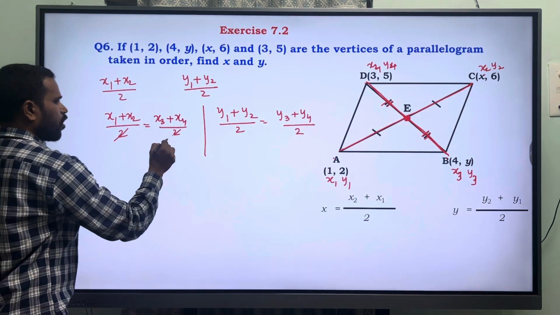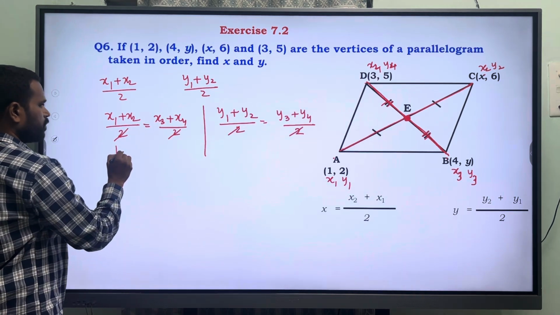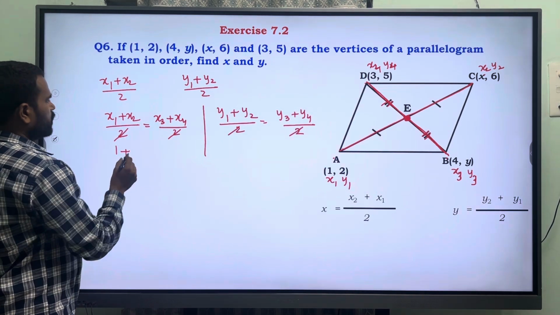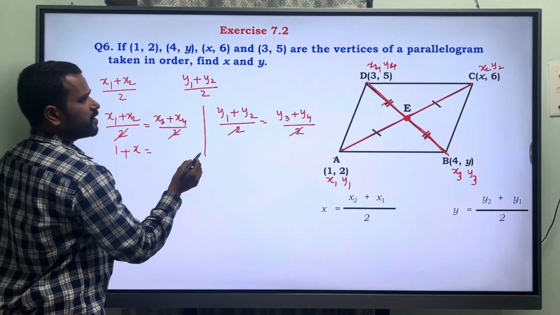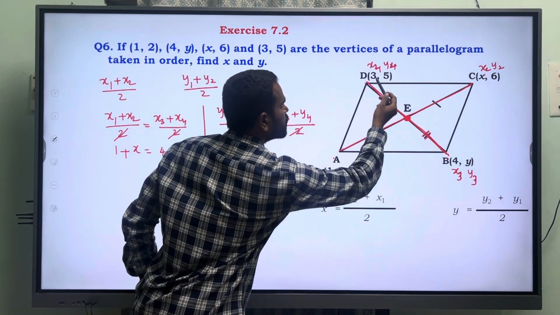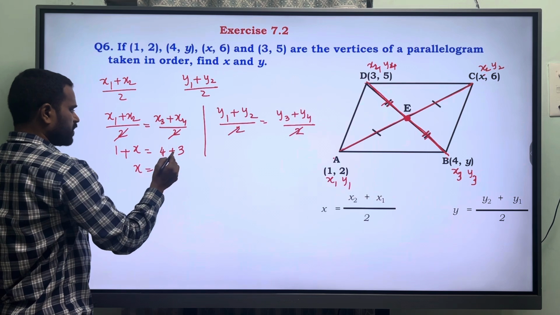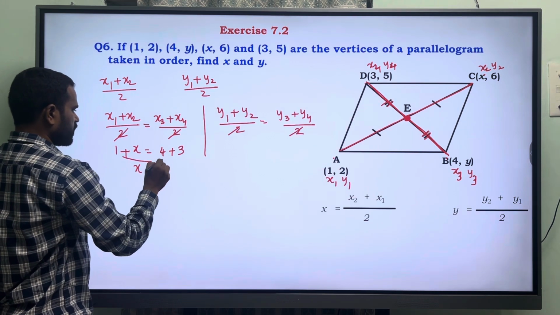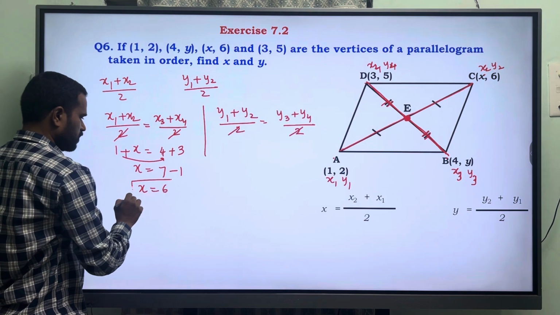So 2 common, we can cancel. So x1 is how much? 1 plus x2, x2 is x, equals x3 is how much? 4, x4 is how much? 3. So x equals 4 plus 3 is 7, this 1 goes to the other side, it becomes minus 1, x equals 7 minus 1, 6.